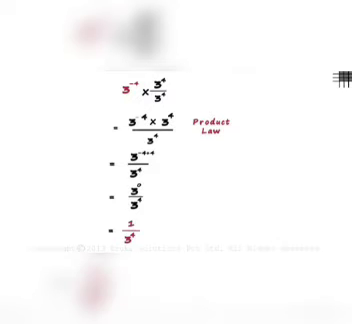Let me repeat. This is a very important property. Any non-zero number raised to 0 equals 1. This was our original number, 3 raised to minus 4. And we got the answer as 1 divided by 3 raised to 4. So all we did is change the sign of the exponent and wrote it under 1.